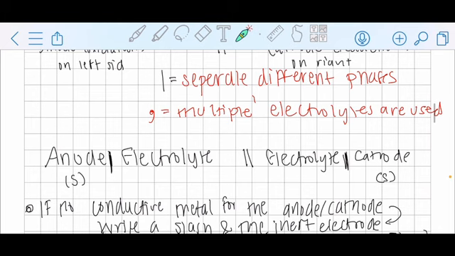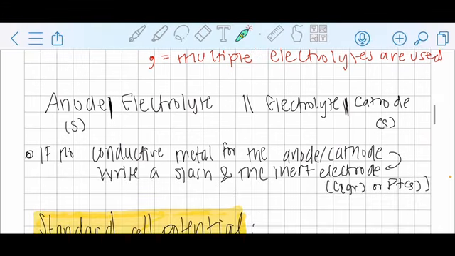A comma shows that multiple electrolytes are used. So an example of this is anode, one line, electrolyte, two lines to show now we're transitioning to the cathode, electrolyte again, one line, cathode. One way to verify this is that both solids should be at the end and at the beginning.